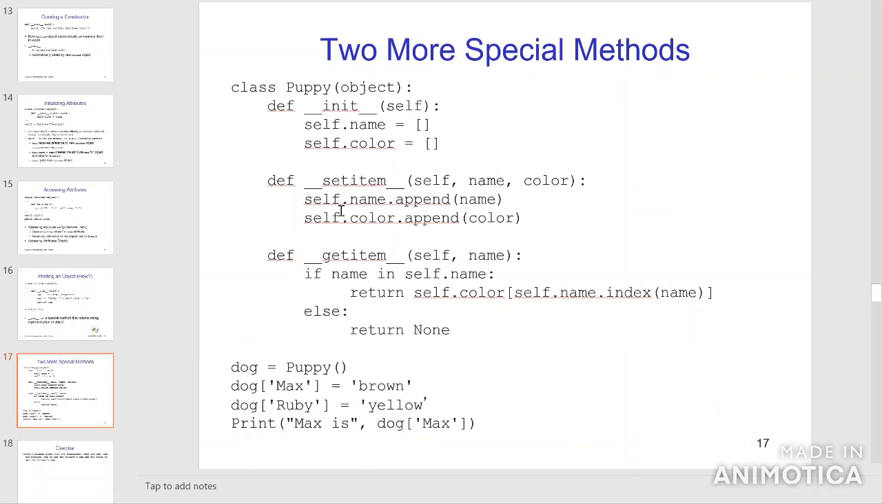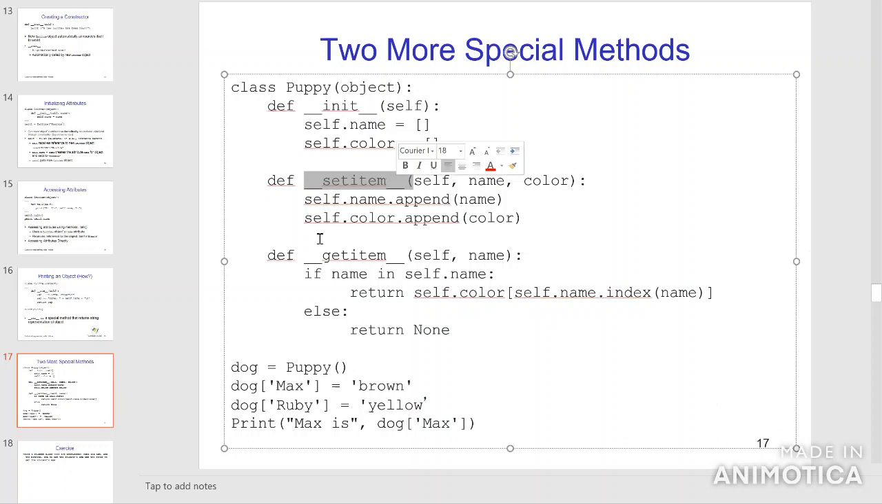So this example shows you two more special methods, the set item and the get item. Okay, so you can see all special methods have double underscores in front of the method name and double underscores after the method name. Same as str, the initializer, the constructor, set item. So from the name, you know what it is for, right? The set item means you set the attribute values, okay? And get item, that means you get something, right?